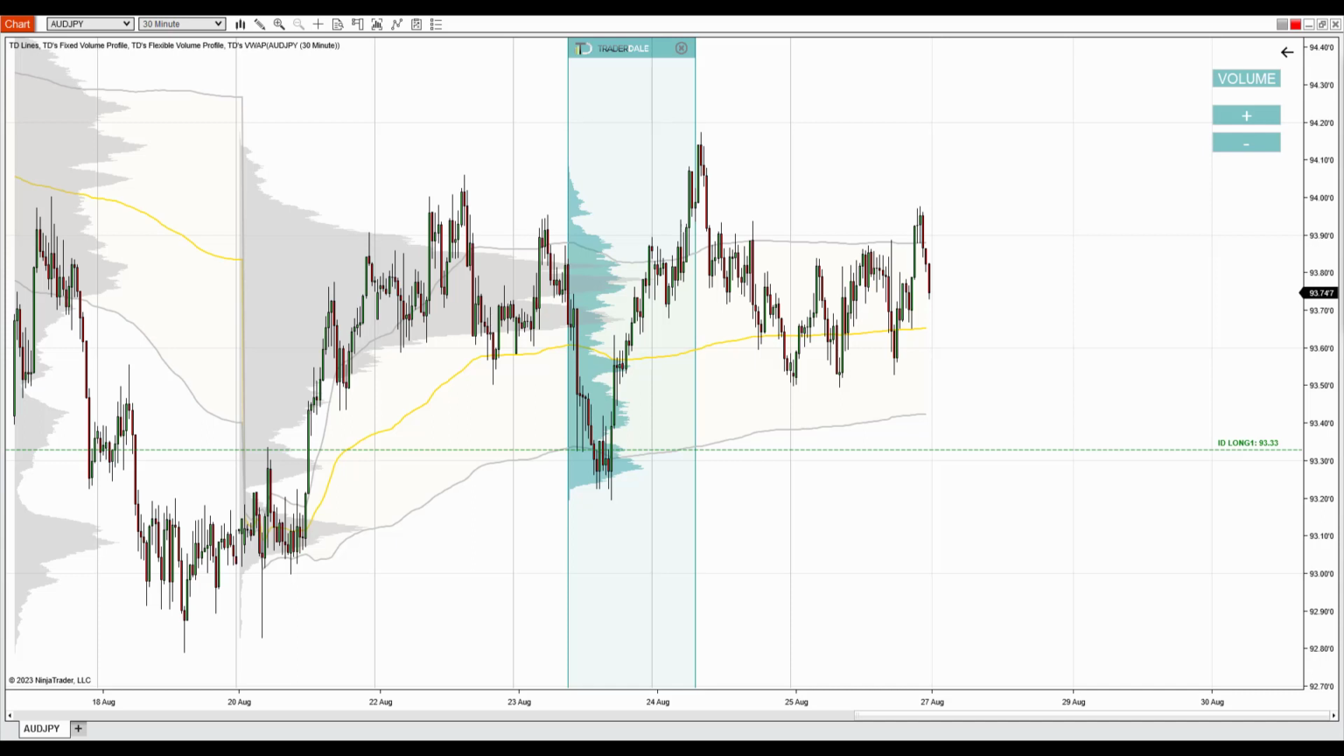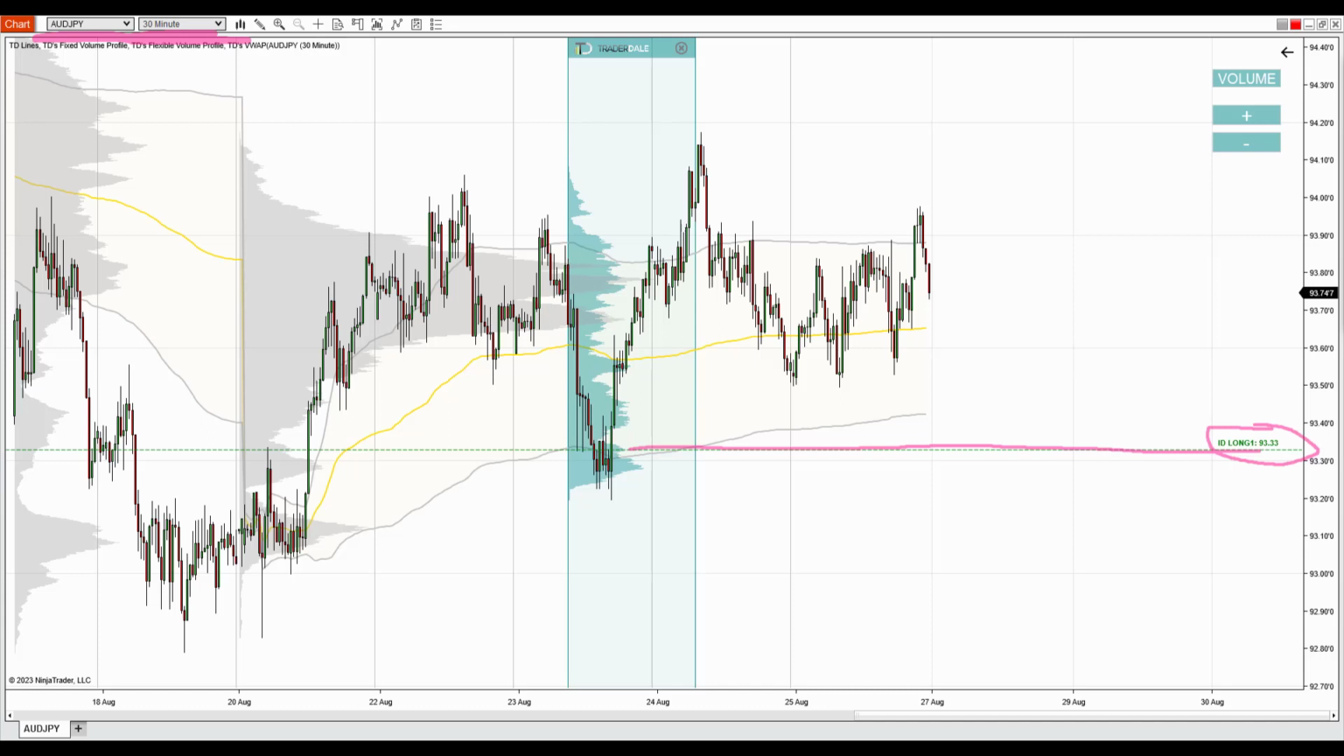What you see before you is the NinjaTrader 8 platform with my custom-made volume profile and VWAP indicators. Currently you are looking at the Australian dollar Japanese yen 30-minute time frame, and in here I wanted to show you a trading idea which is based on this support at 93.33. This support is based on a volume profile setup, which I call the rejection setup.